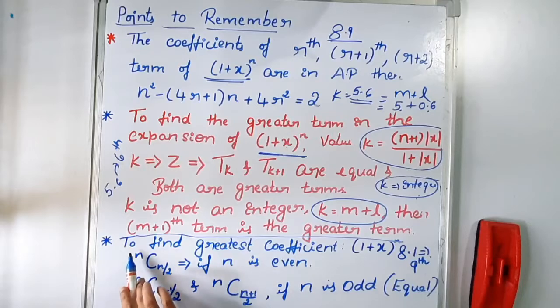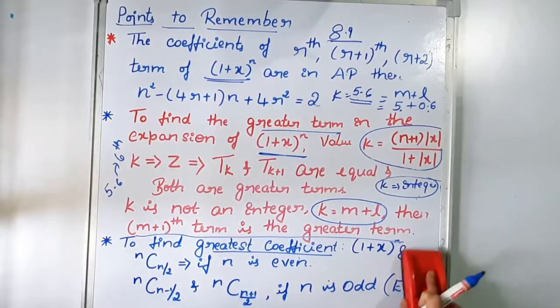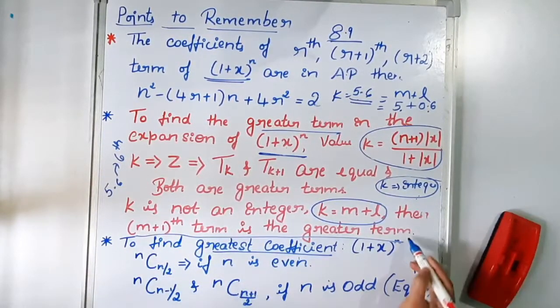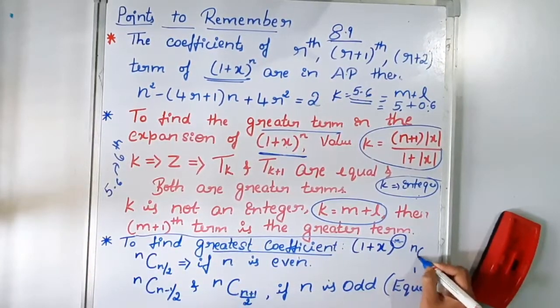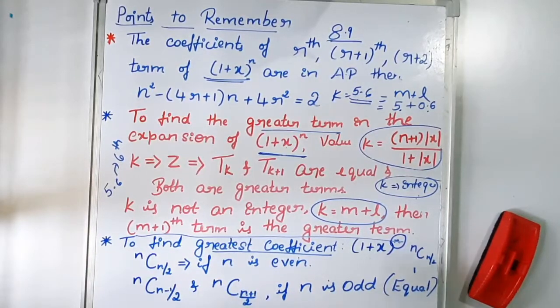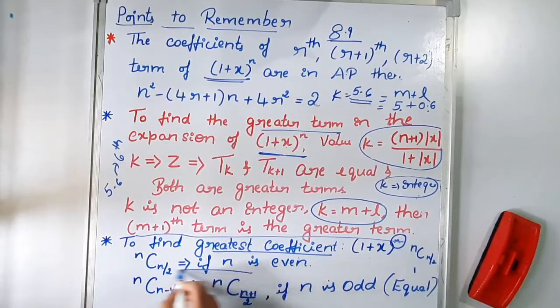This is also a very important one. To find the greatest coefficient. See the difference. This is a greater term. This is the greatest coefficient in the expansion of (1 plus x)^n. nC(n/2), if n is even. Suppose this number n is even, then the greatest coefficient will be nC(n/2). Okay, if n is odd, then the number can't be divided by 2, right? So either you can subtract or you can add. So this will be nC((n minus 1)/2) or nC((n plus 1)/2). These both the terms will be equal.